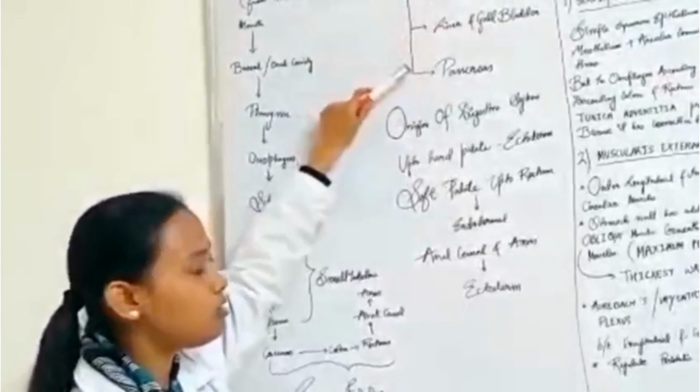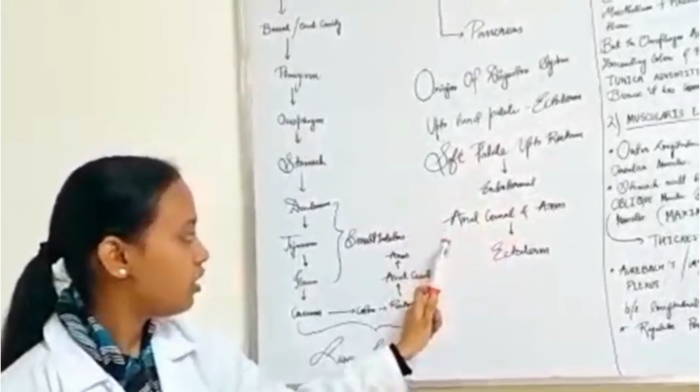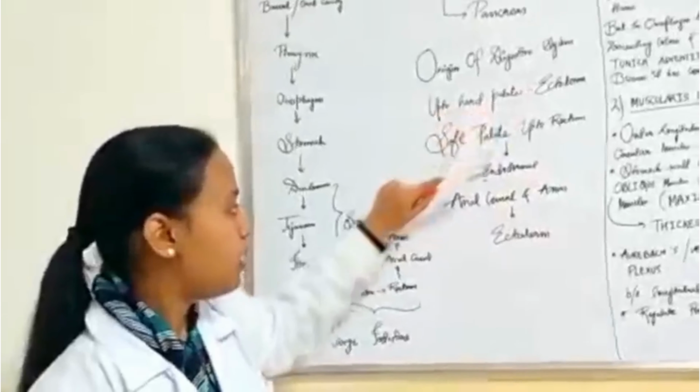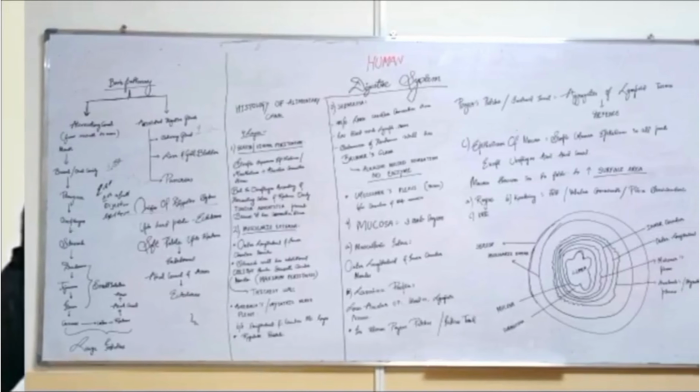Now we see the origin of the digestive system. We divide the digestive system into three parts, that is from hard palate, soft palate and anal canal to anus. Up to the hard palate, it is ectoderm. It includes the hard palate and the inside of the mouth, that is ectoderm, and from the soft palate up to the rectum, it includes the endoderm. From rectum, anal canal and anus, it includes the ectoderm. So ecto, endo, ecto, endo.